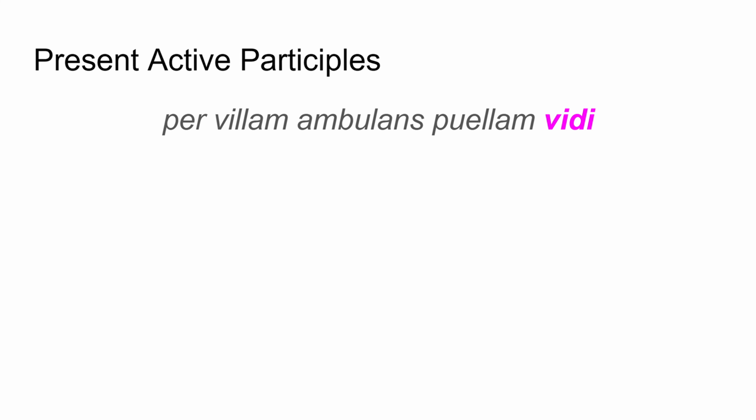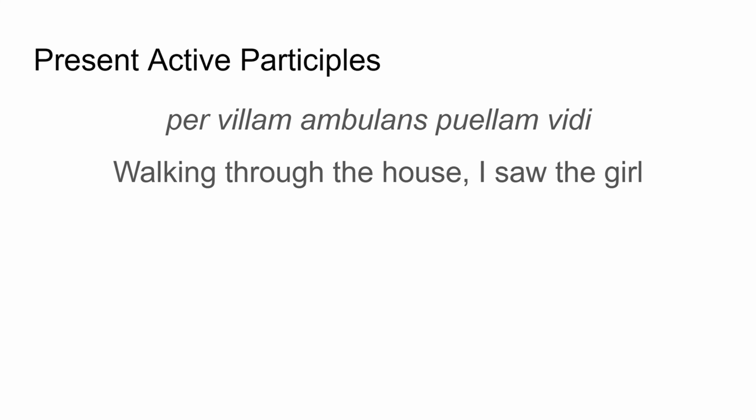Now I know that ambulans can't be describing the girl. She's not walking anywhere. So it must be describing me because it's nominative. So I could translate this as walking through the house, I saw the girl. That is perfectly fine, full marks.